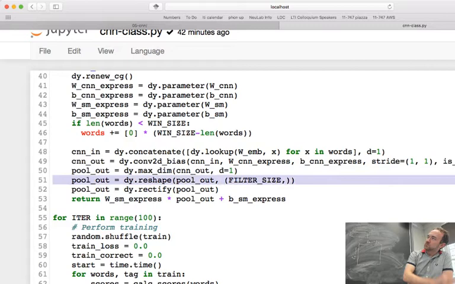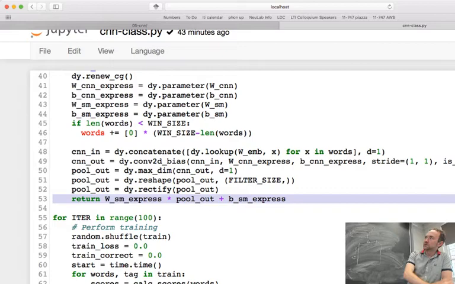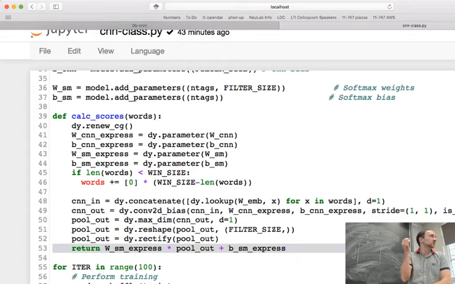As a result of this, we'll have features where the third dimension is the feature dimension. In order to do a matrix multiply, we need to have one where it's the first dimension. So we reshape. Then we run some sort of nonlinearity. Here we're using a rectifier, which I'll talk about a little bit later. And then we do an affine transform and calculate our scores. So if you want to create a convolutional sentence classifier, this is a simple way to do it.